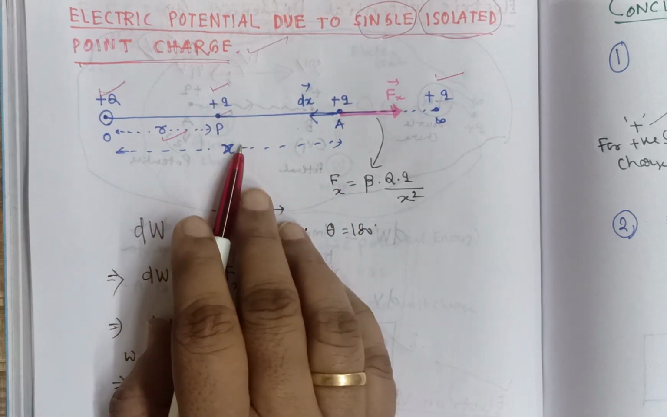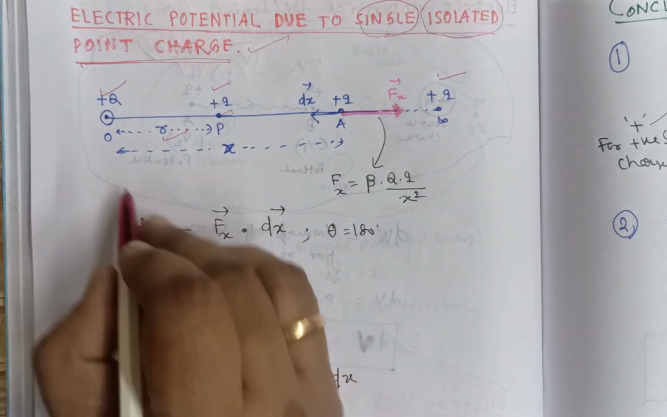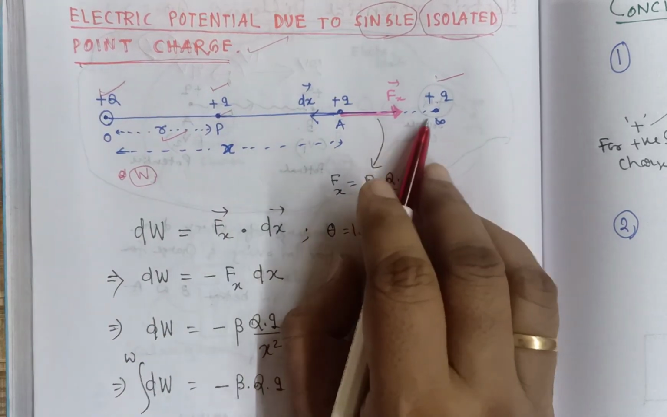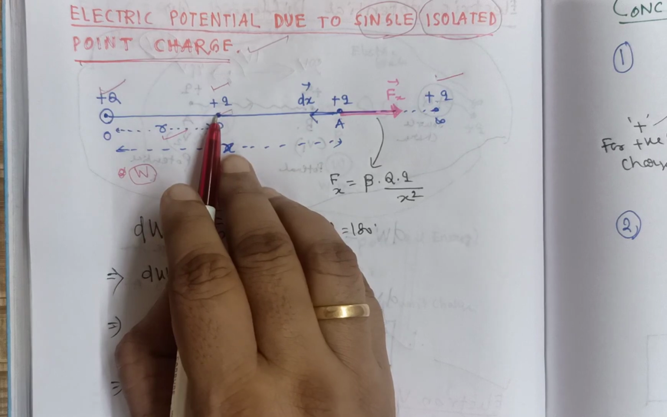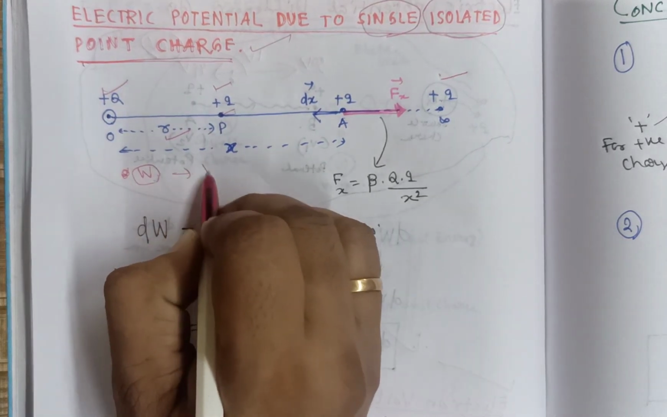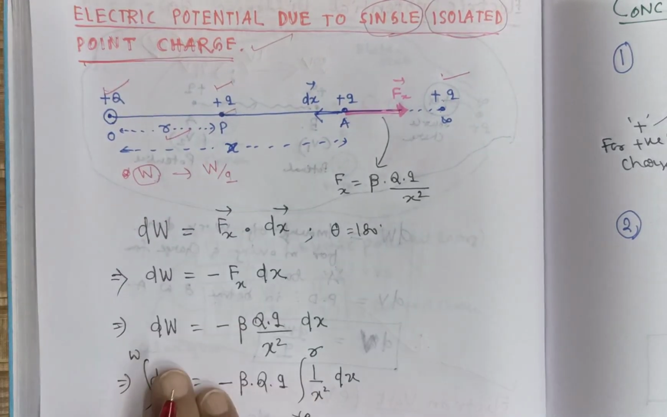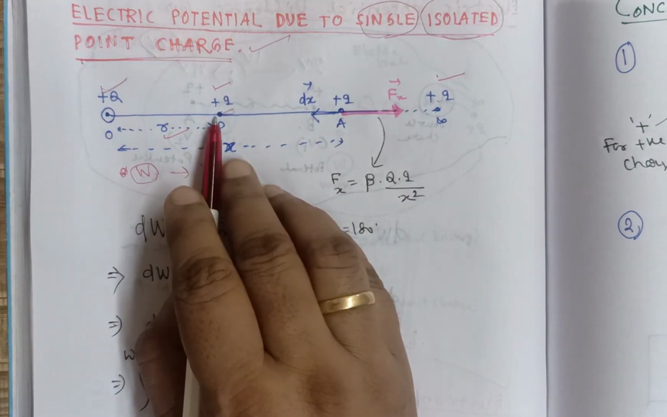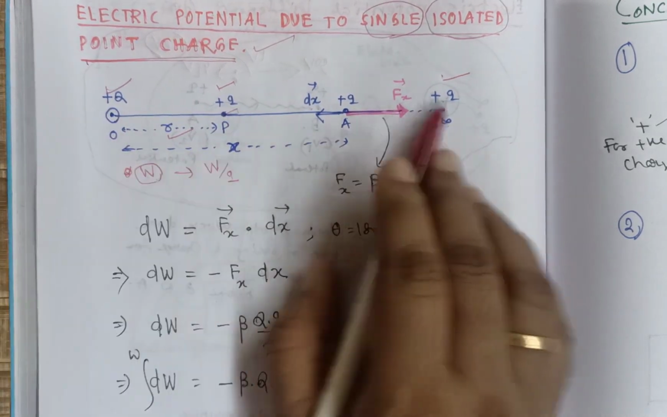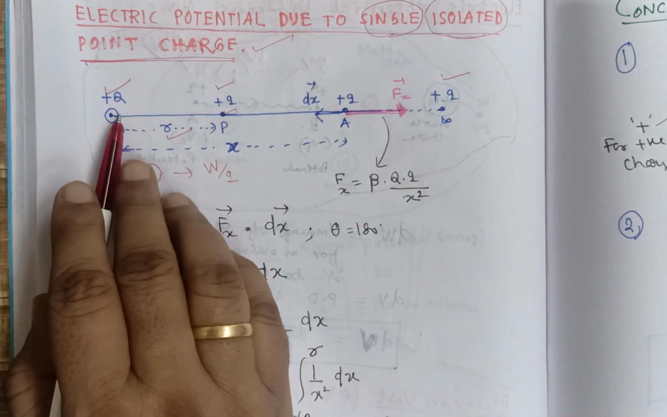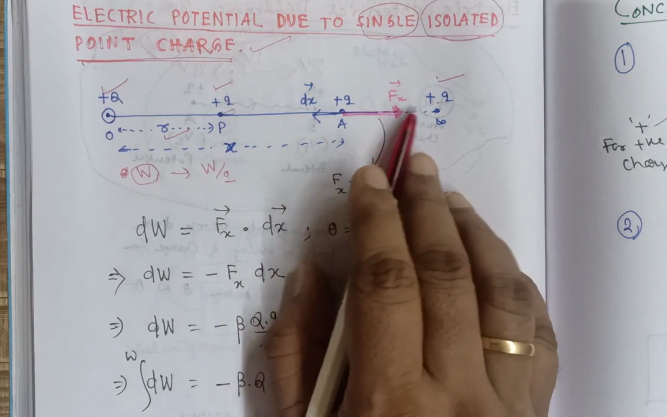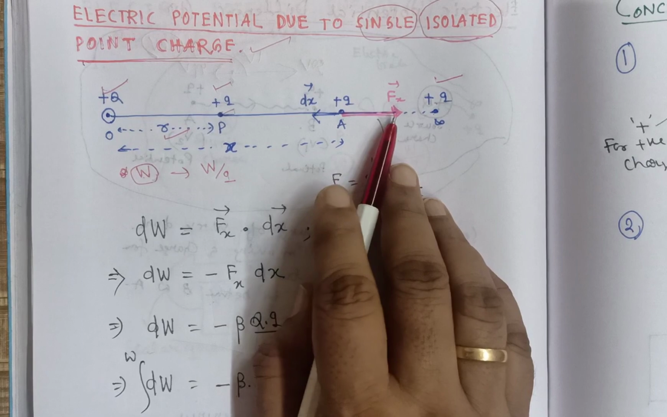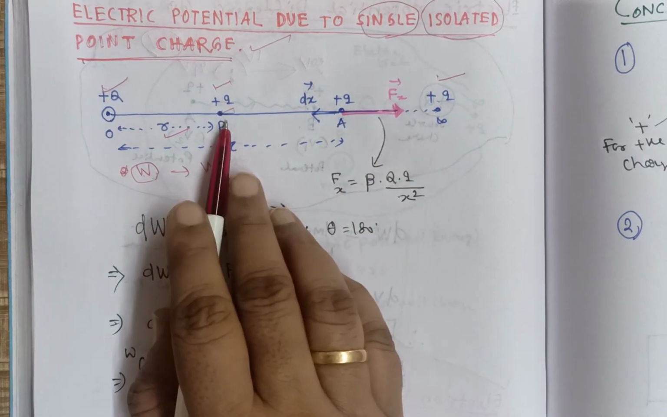Now your aim is first to calculate the total amount of work done for bringing a test charge from this point to this point. Then the second step is you have to calculate W by q. So our first step is to calculate work done from this point to this point. Here force is a variable force, because electrostatic force decreases with increasing distance, that means it is a variable force. So by the integration method, we have to calculate the total amount of work done from this point to this point.